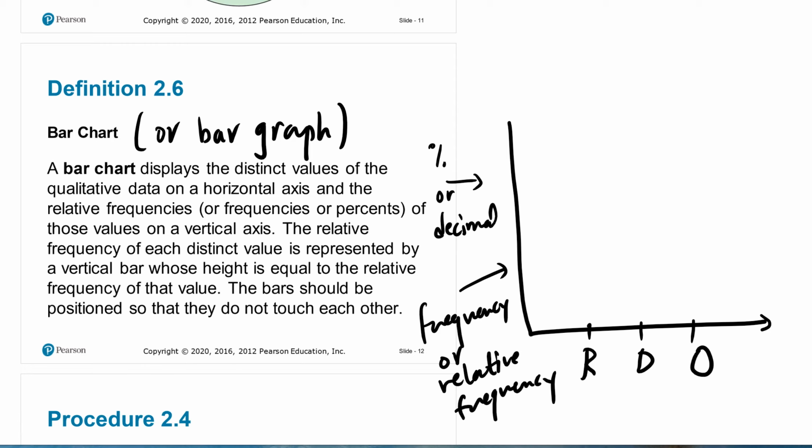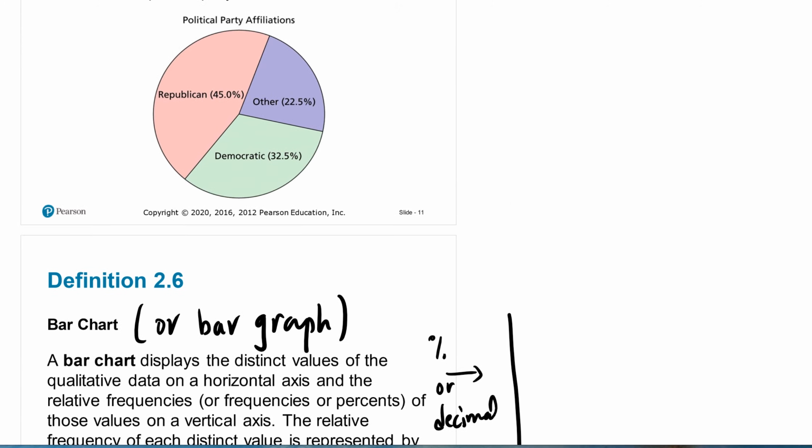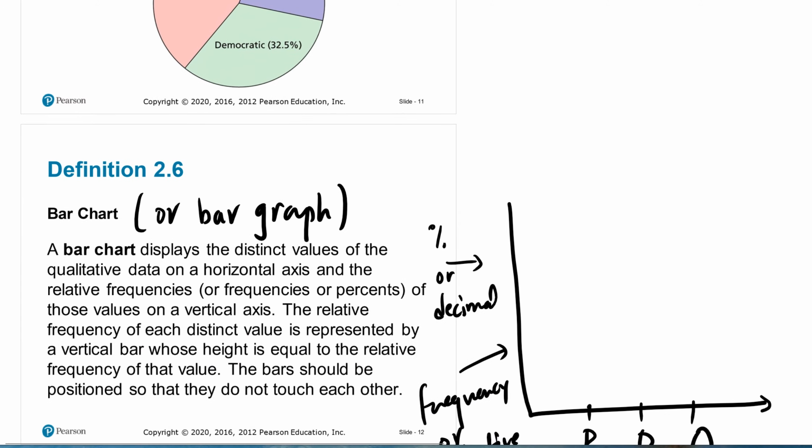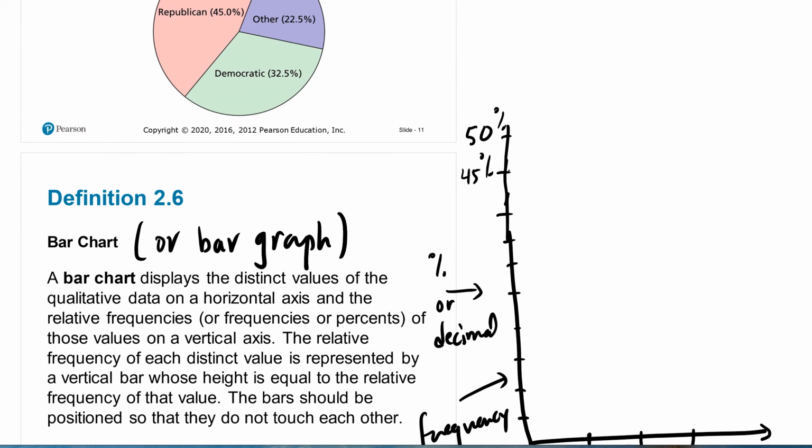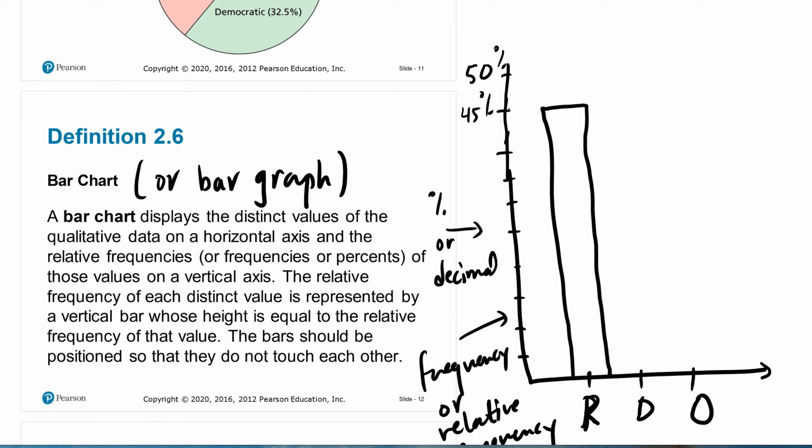So if I want to do the percents, like relative frequency, I want to see what frequencies we have. We have 22.5, 32, and 45. You can go by an increment of 5, let's say. So 5%, 10, 15, 20, 25, 30, 35, 40, 45, 50%, and all the way down. So the first one, the Republicans, was 45.0%. So you draw a vertical bar all the way up to that point, and when you draw it, make sure the letter R is in the middle of the bar. So this represents the Republicans, 45%.